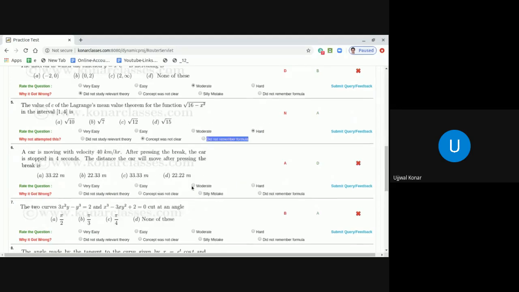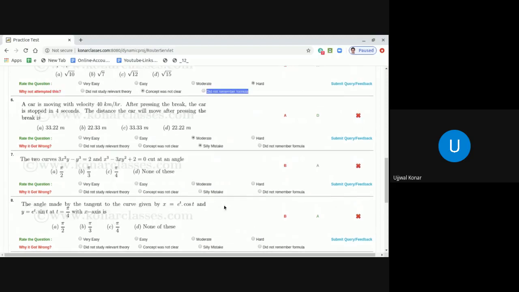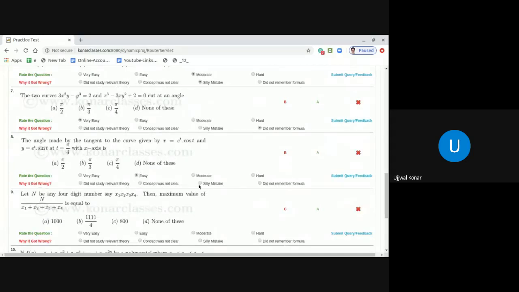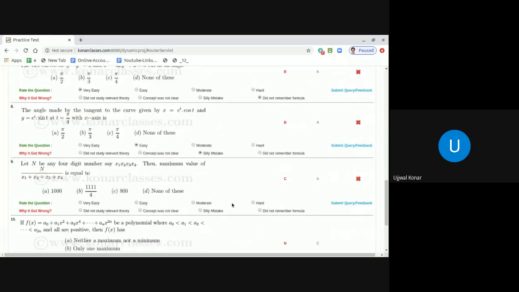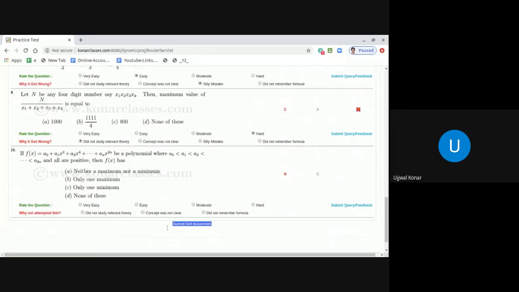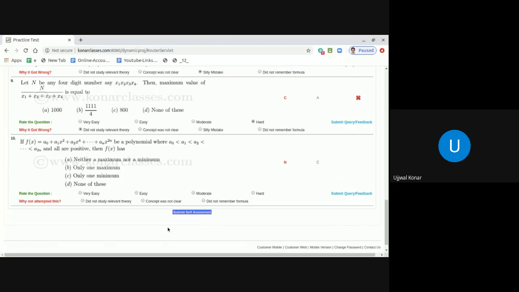Then come to the next one, it is moderate, silly mistake. Next one, it is very easy, but it went wrong because I didn't remember the formula. Next one also, suppose it is easy, but a mistake happened due to silly mistake. Question number 9, it was hard and did not study relevant theory. And question number 10, again, if you recall, we didn't attempt that question. It is first asking, read the question, that is moderate, and why not attempted this? I'm saying concept was not clear. Once it is done, I click on submit self-assessment.